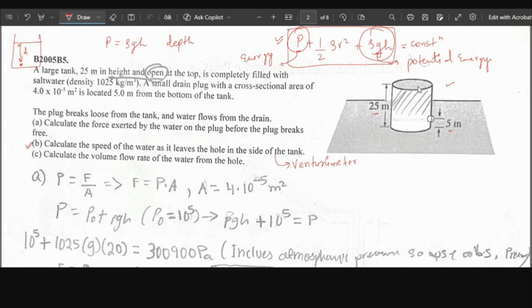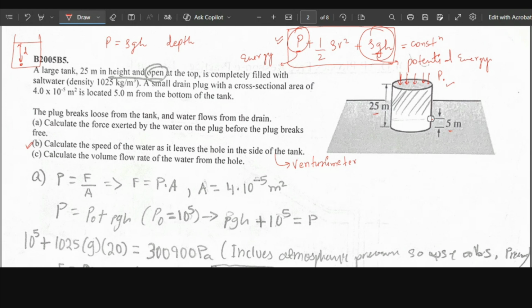If you look at this diagram and we have to find the speed, the tank is open. So the pressure at the top must be atmospheric pressure. But what about the pressure at the hole? Isn't there water pressure? No, no. At the top, as the container is open, the pressure is only atmospheric pressure. Again, try to understand.